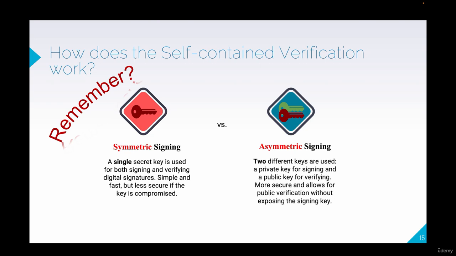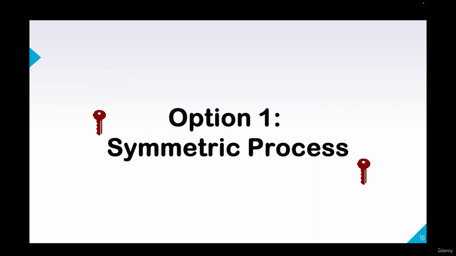Asymmetric signing uses two keys, a private key for signing and a public key for verification, offering higher security and enabling public verification without exposing the signing key. Let's start with the JWT bearer assertion using symmetric signing.